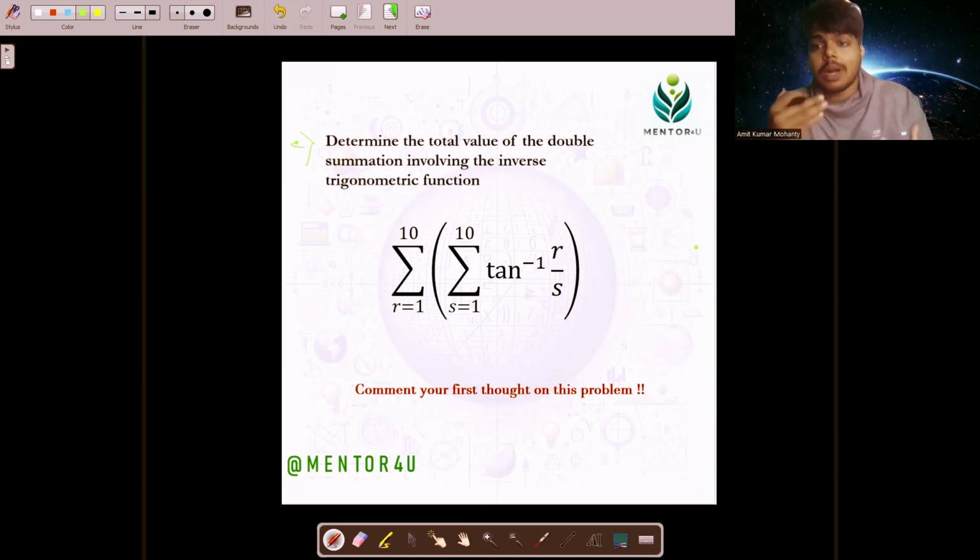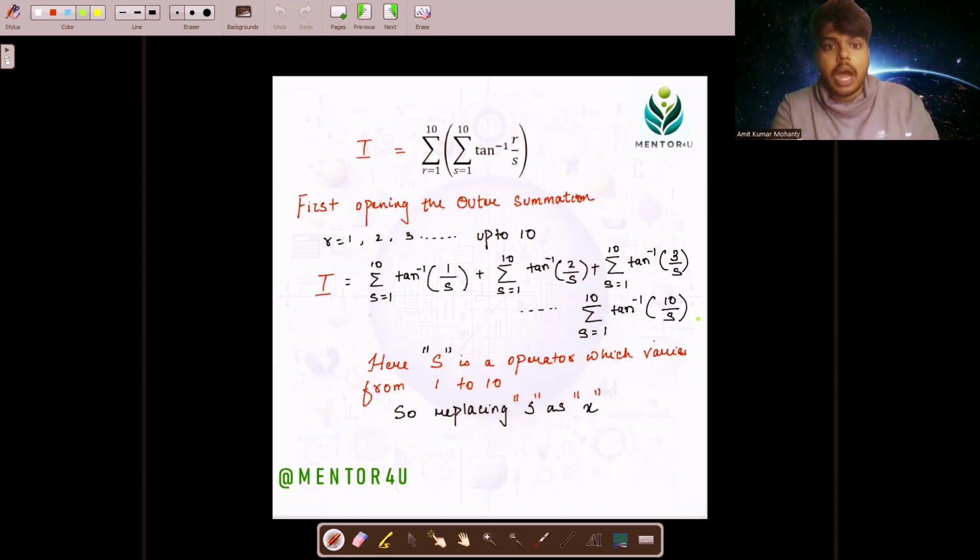We want to look into the different types of combinations that we can form, or I can say, the total number of terms that will be generated. First, I need to calculate them. To calculate that, we first need to explore how each summation is opening. So let's first write I equals summation of r equals 1 to 10 and summation of s equals 1 to 10 tan inverse r upon s.